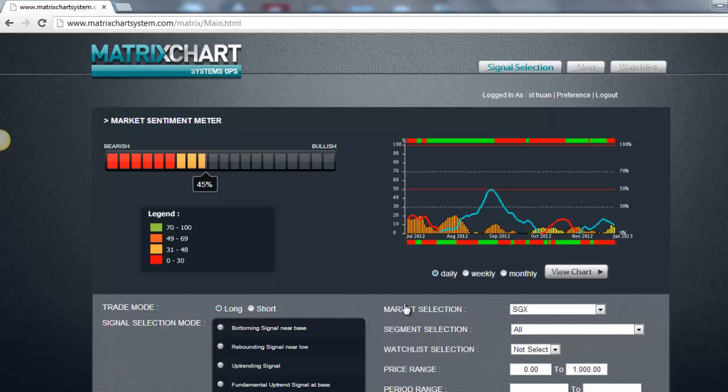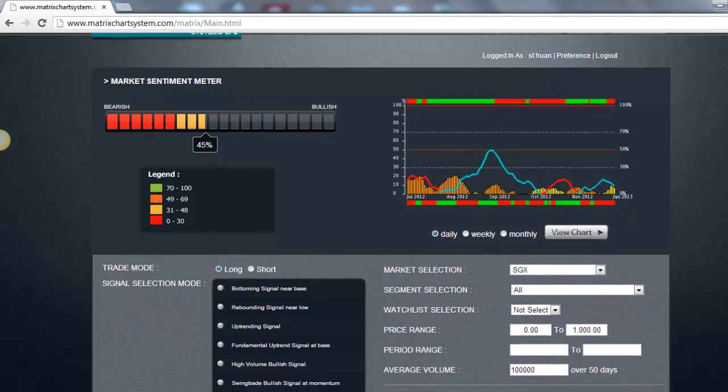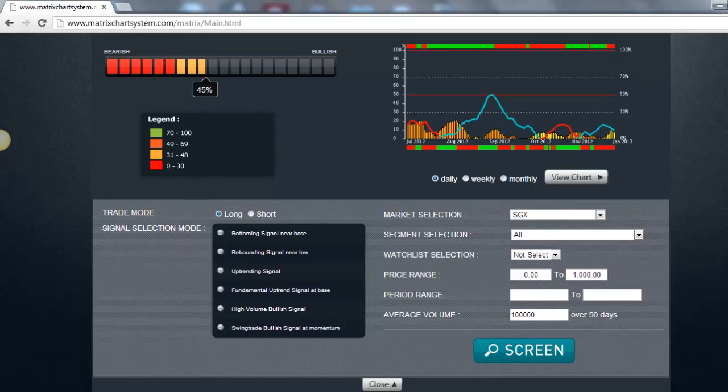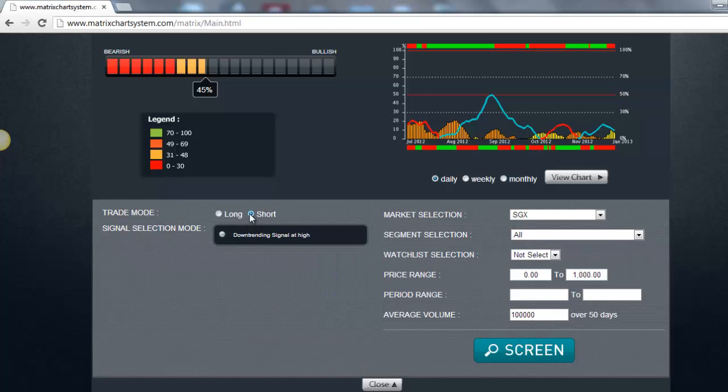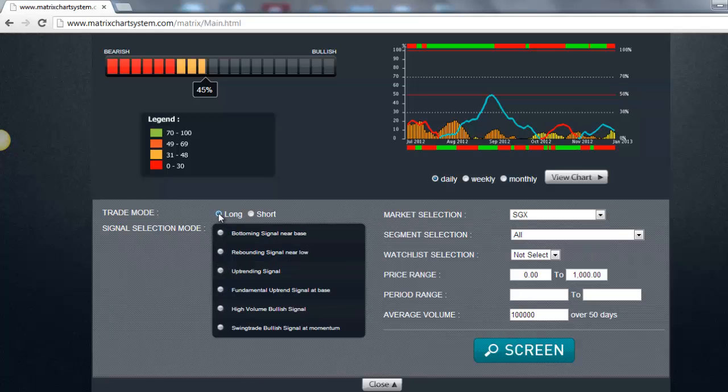When you click on the Advanced tab, there will be a list of criteria that you can key in to filter the stock. We have 7 strategies, 6 for long and 1 for shorting. As an example, let's pick a long strategy called the uptrending signal. There are lists of other criteria that you can key in, but to make it simple, let's just screen for an uptrending signal strategy.